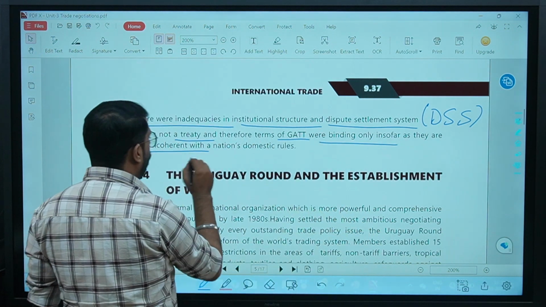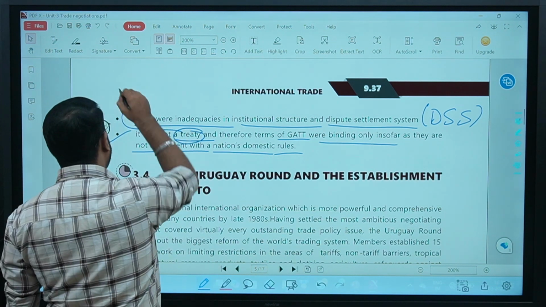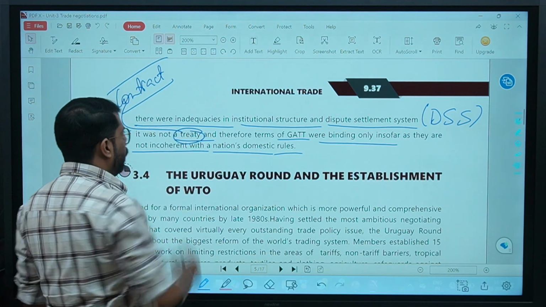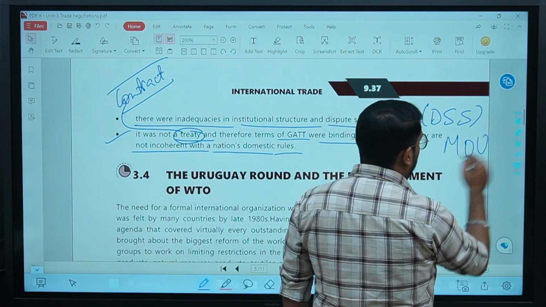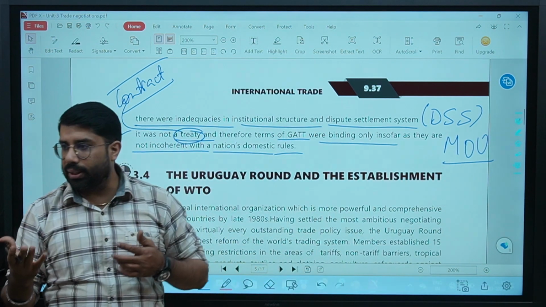Last point says it was not a treaty and therefore terms of GATT were binding only insofar as they are not incoherent with the nation's domestic rules. It was not a treaty. What is a treaty? Treaty means contract. It was not a contract. It was simply like an MOU. What is MOU? Memorandum of Understanding. It means GATT was like that, okay, we will do this thing, you will do that thing.